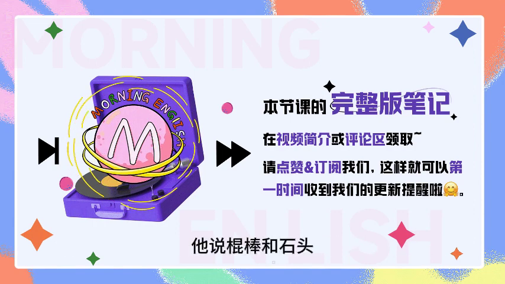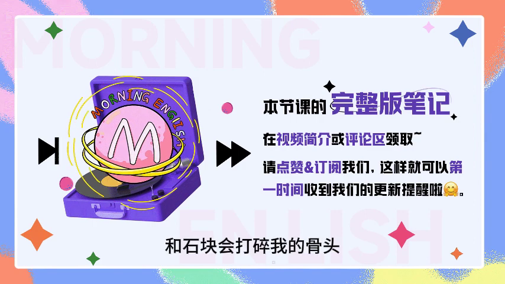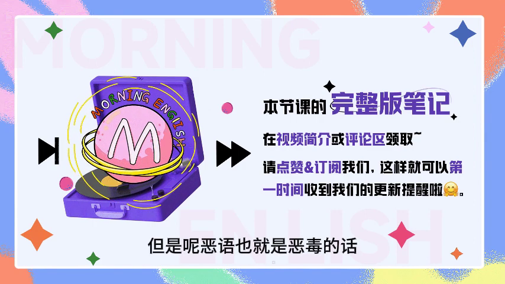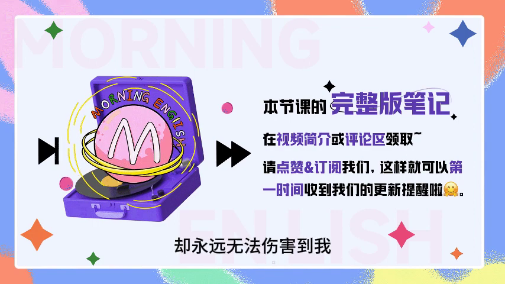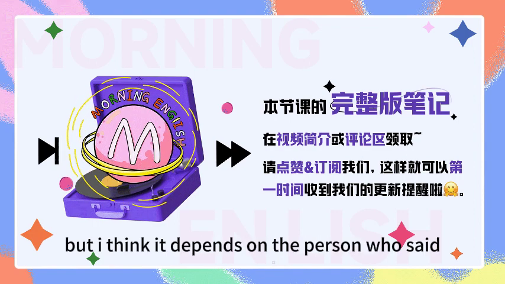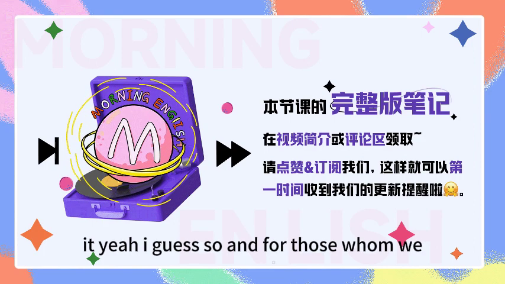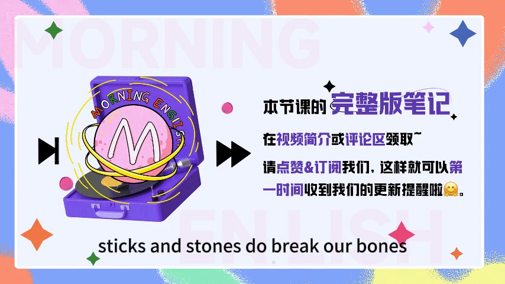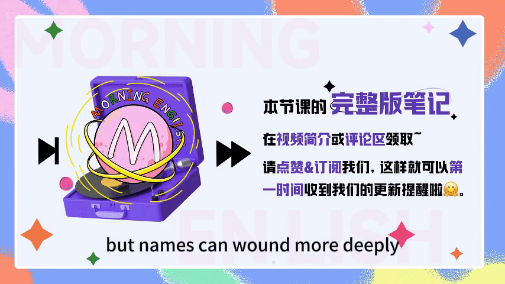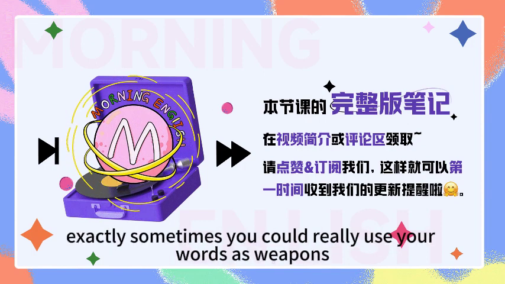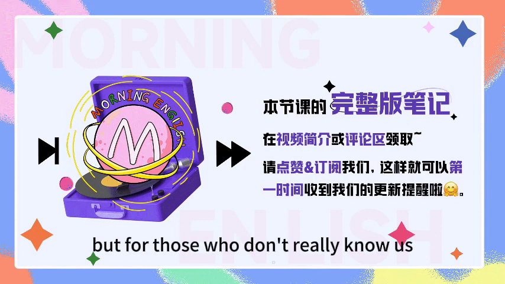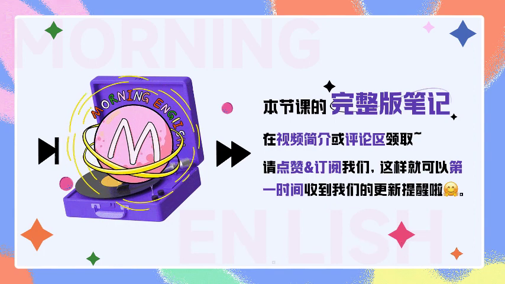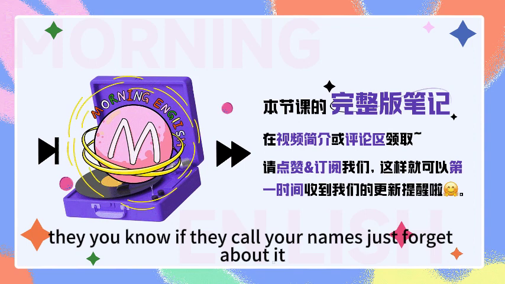就是什么意思呢？他说棍棒和石头和石块会打碎我的骨头，但是呢，恶语也就是恶毒的话，却永远无法伤害到我。But I think it depends on the person who said it. Yeah, I guess so. And for those whom we love and care about, it should be sticks and stones do break our bones, but names can wound more deeply. Exactly. Sometimes you could really use your words as weapons. But for those who don't really know us, just don't worry about them. 对 You know, if they call you names, just forget about it.